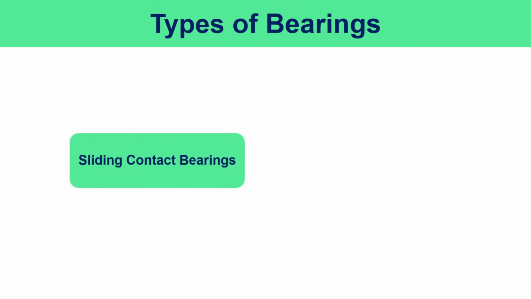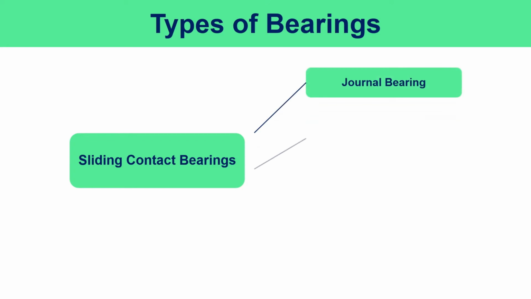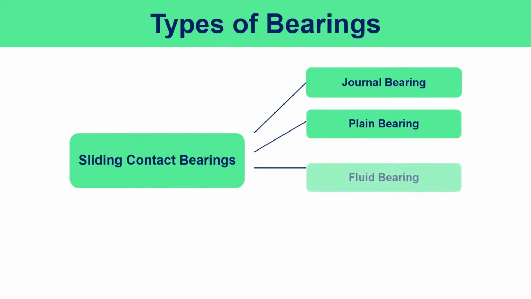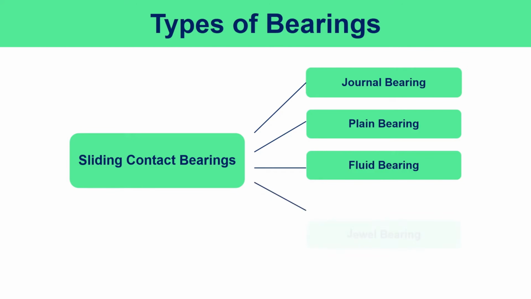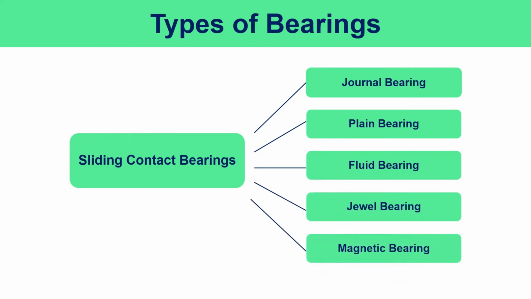Sliding contact bearings are journal bearings, plain bearings, fluid bearings, jewel bearings, magnetic bearings.